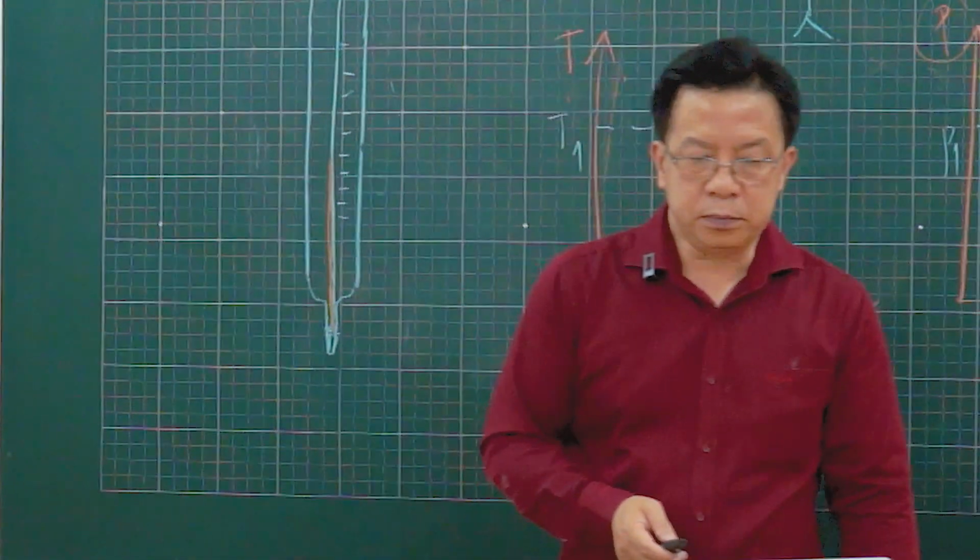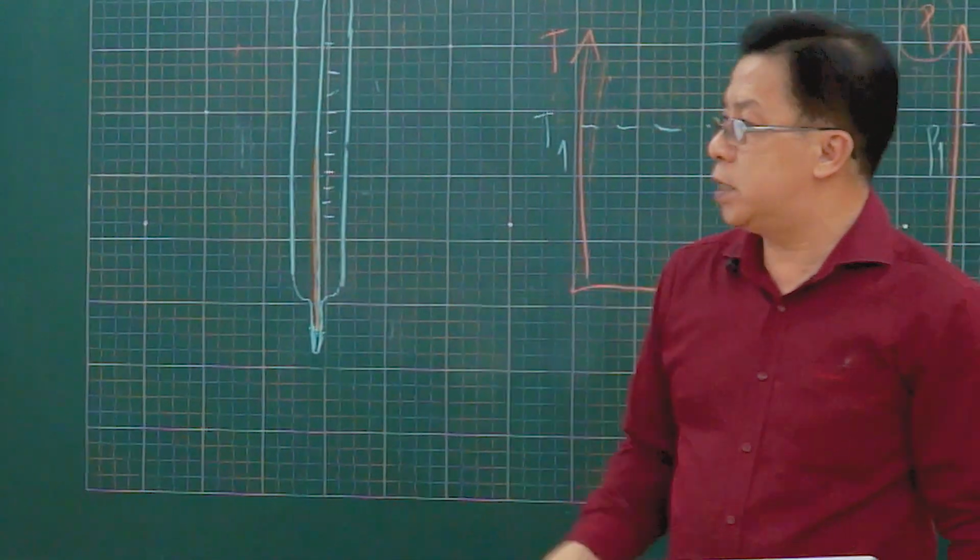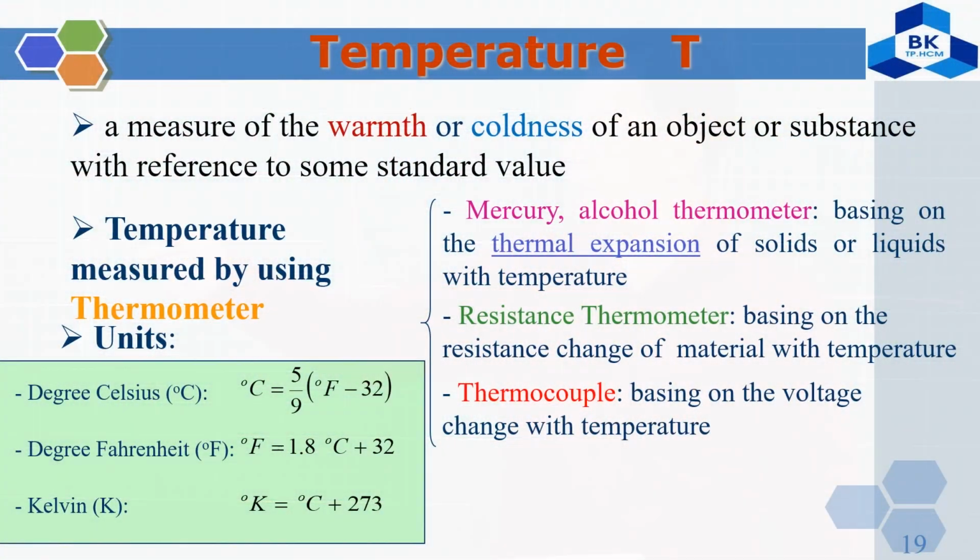In terms of units, there are three main units to measure temperature. We have the Celsius degree, denoted by C. The Fahrenheit degree is F, normally used in the British unit system. And the Kelvin, or absolute temperature, we call K. And remember, for Celsius we have the degree symbol here. Same with Fahrenheit, we have the degree here, but for the Kelvin, we don't use a degree.